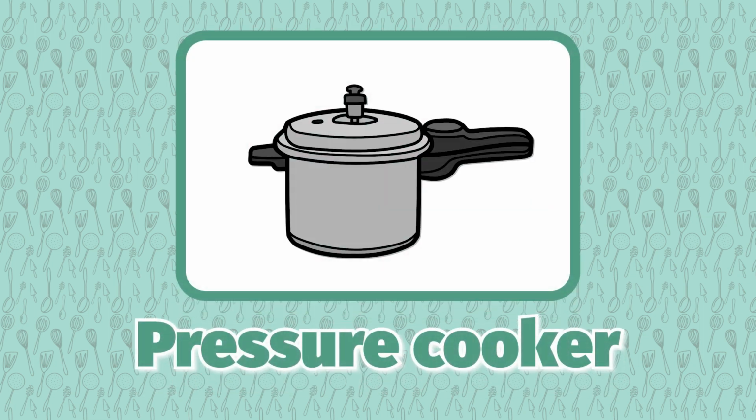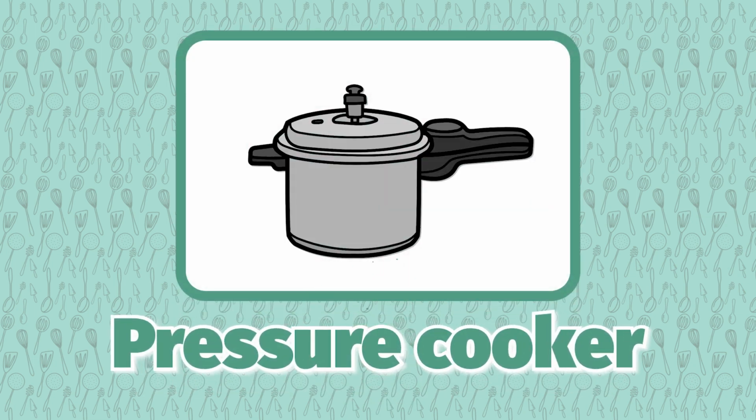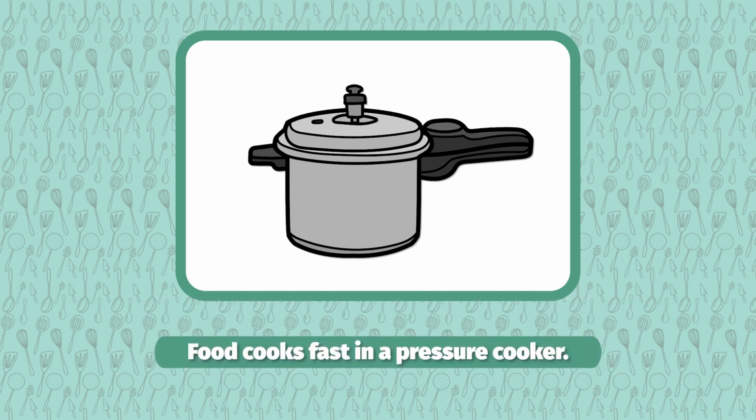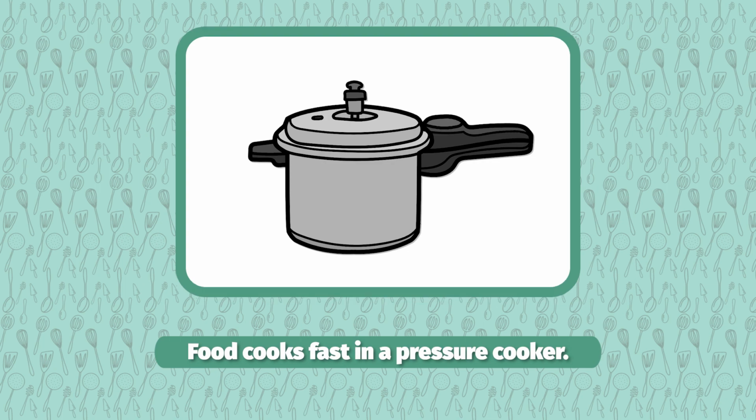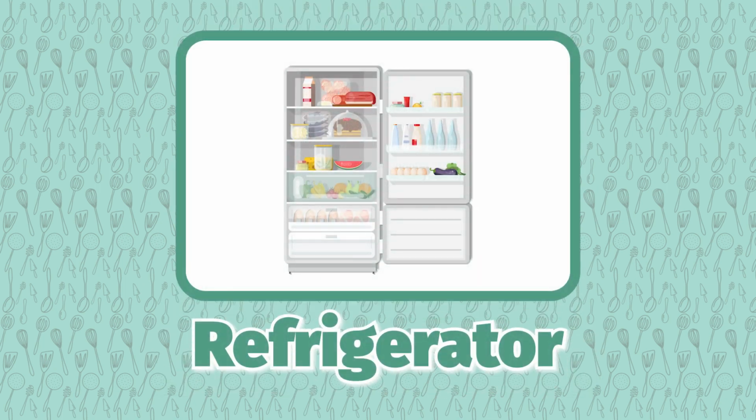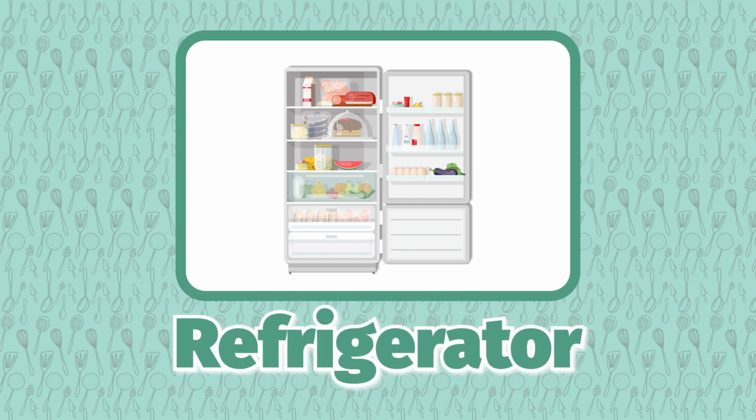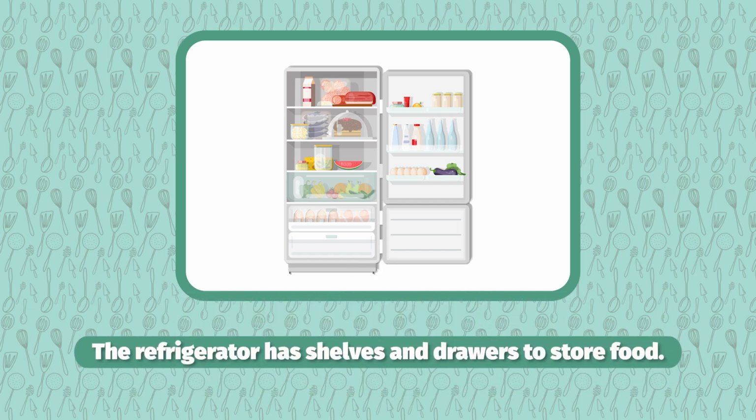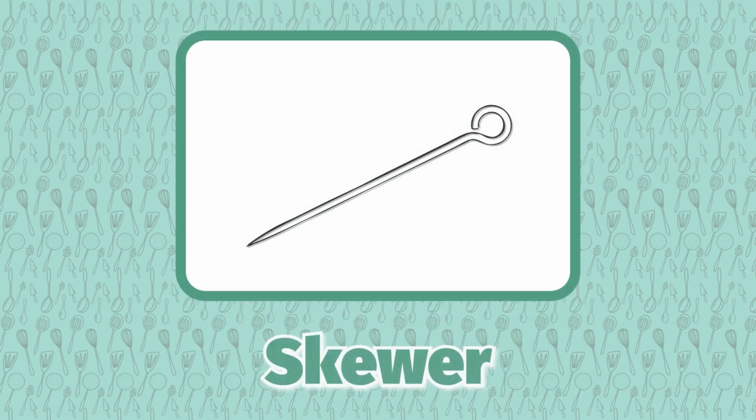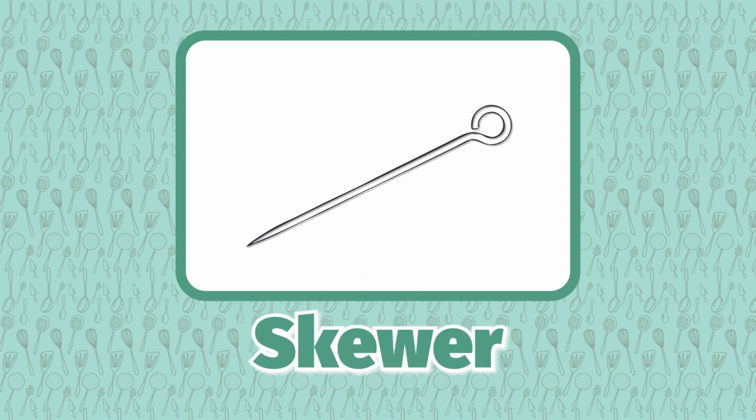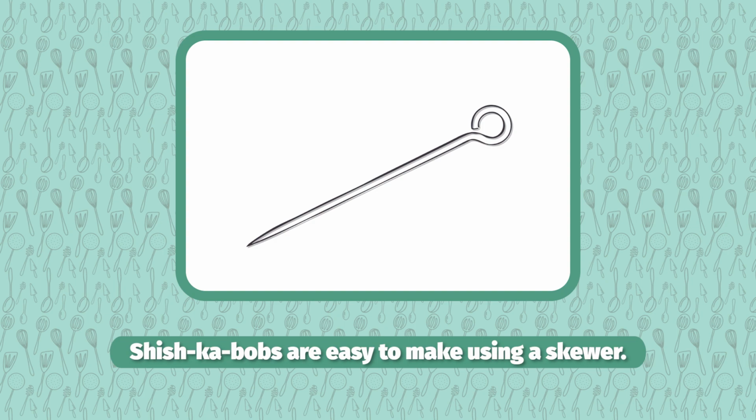Pressure cooker. Food cooks fast in a pressure cooker. Refrigerator. The refrigerator has shelves and drawers to store food. Skewer. Shish kebabs are easy to make using a skewer.